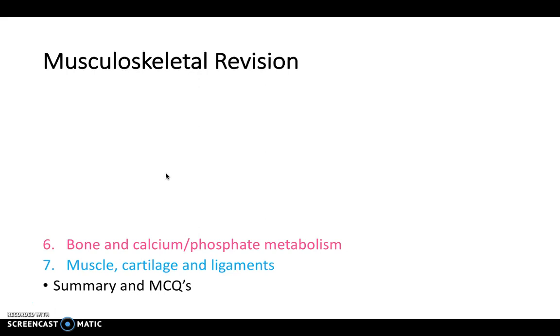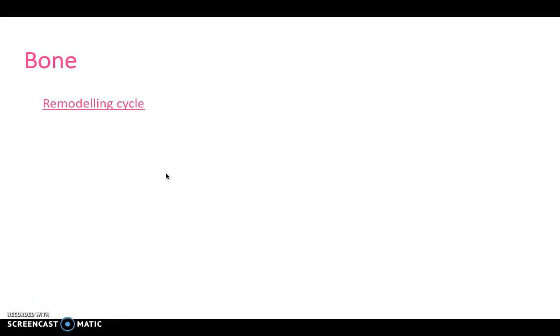Today we're going to be taking a look at bone and calcium and phosphate metabolism, as well as what are muscle, cartilage and ligaments and where are they in this vast and big system. So let's start by thinking about bone.